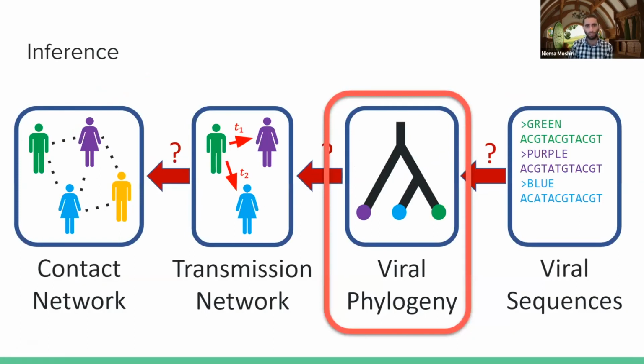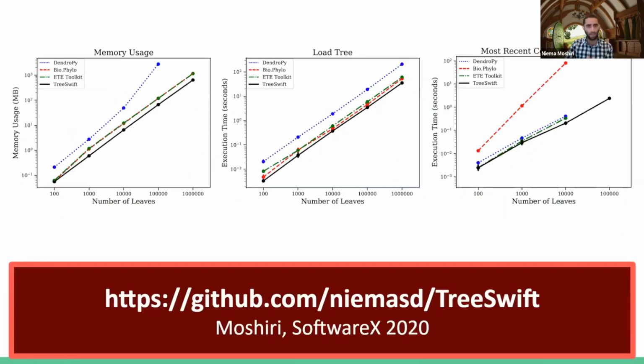Then for viral phylogenetics, how do I actually speed up some of the tools that deal with viral phylogenies? My lab built this toolkit called TreeSwift that is a Python package for doing highly scalable, very memory efficient and time efficient operations on a given phylogeny. So if you have an evolutionary tree, you can use TreeSwift to implement various algorithms that you might be interested in on this phylogeny extremely quickly. So compared to the existing tools, it has more functionality, and it's consistently the fastest and most memory efficient tool out of the bunch.